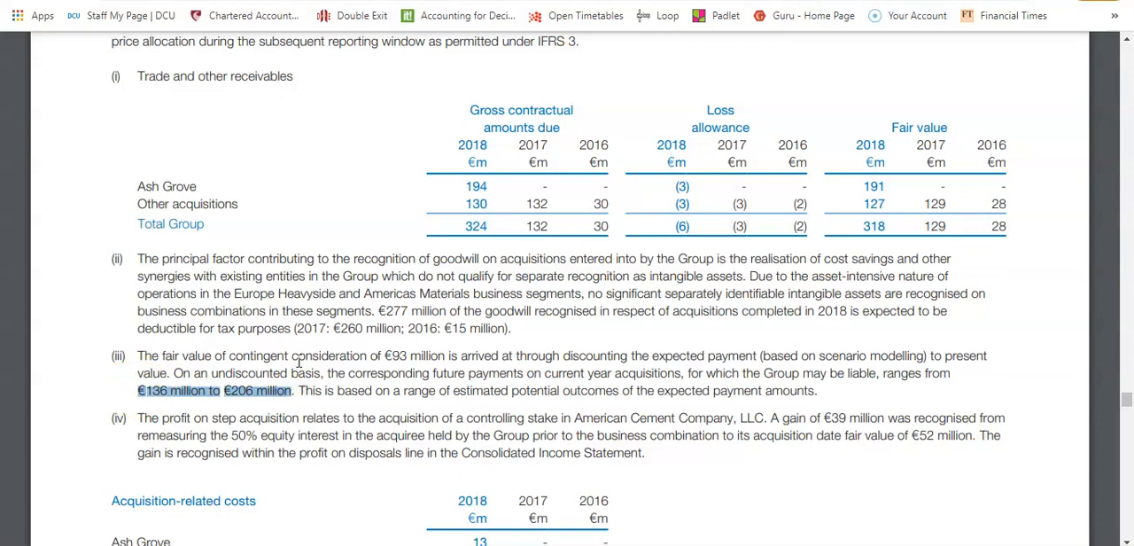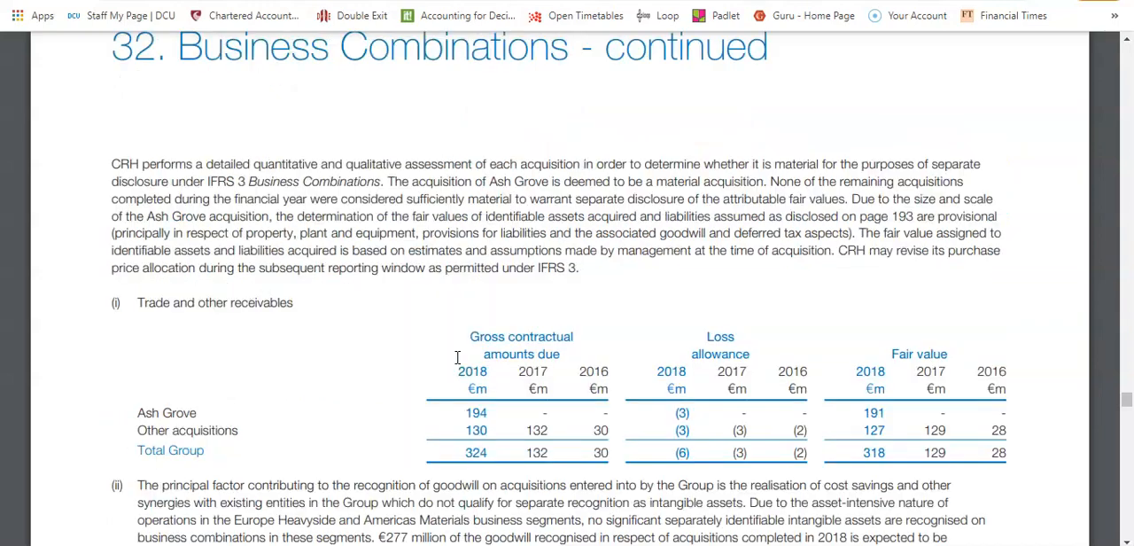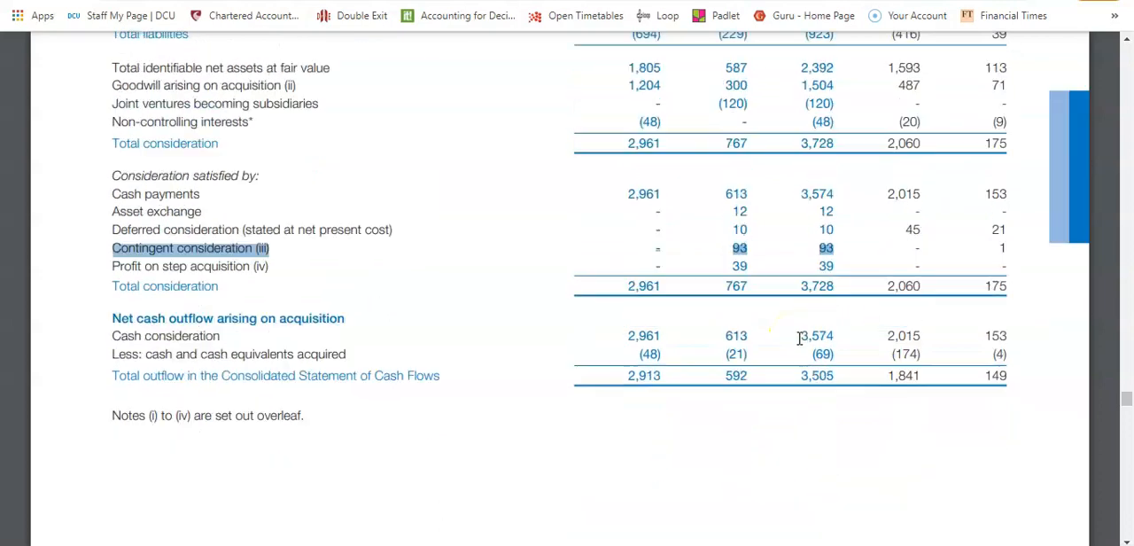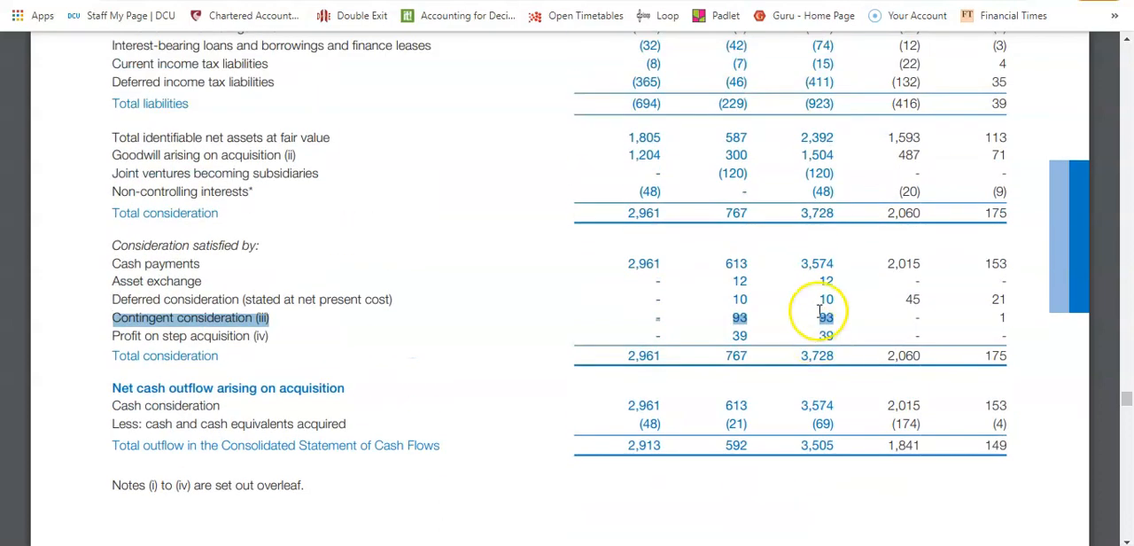Because remember, they're paying this money as contingent consideration. The fair value of that today, taking account of the likelihood it's going to be paid and taking account of the time value of money, is 93. And that's what they've included here, the contingent consideration. So you see what you're calculating here, this happens in the real world as well. So that's important that you get an idea of where these figures are coming from.